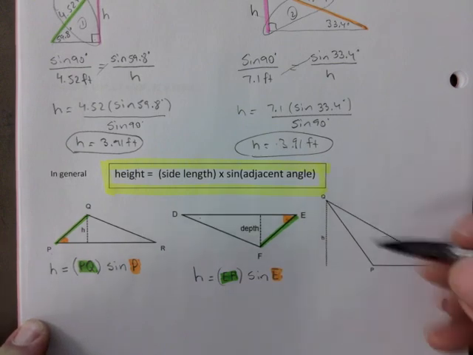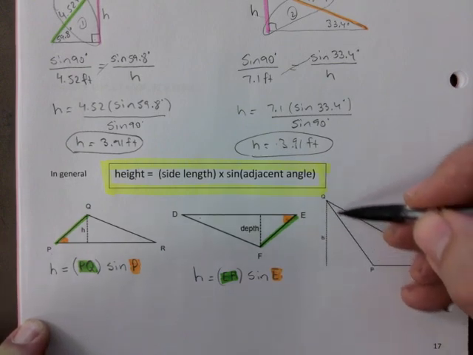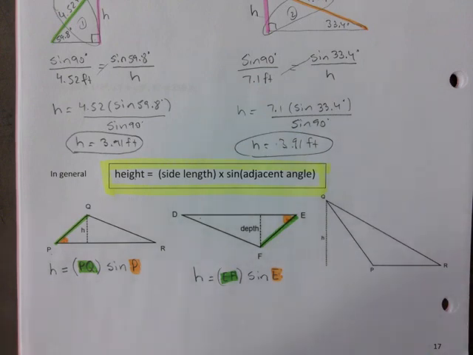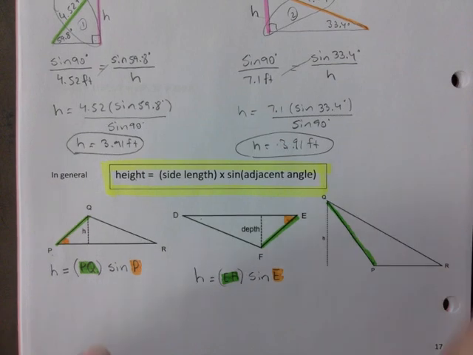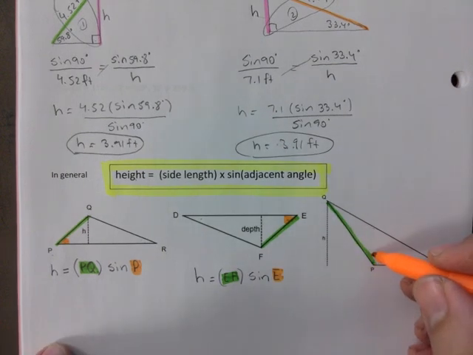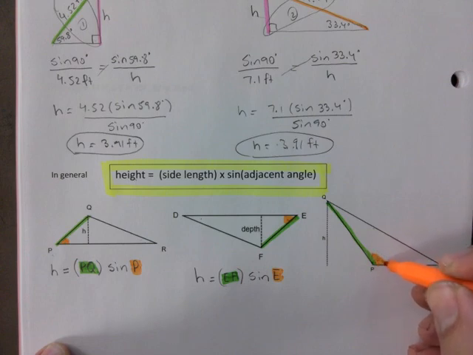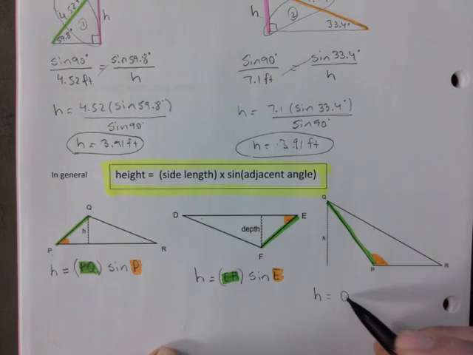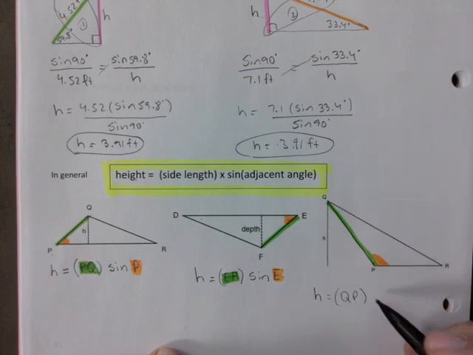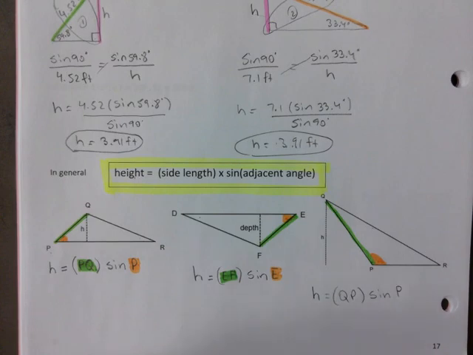So for this one, you can pick this side. Let's say you know that slanted side. Let's go with it. And you need to use this angle here. Right? That angle there is the one that's touching that side. So to find H, we would go QP times sine of angle P.